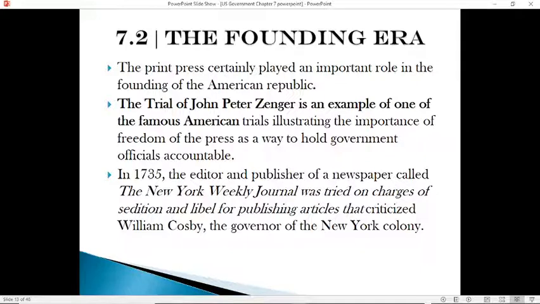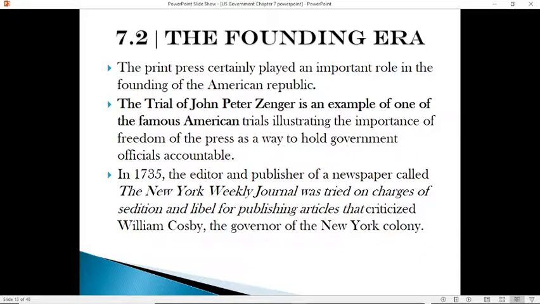Here's what the trial was about. In 1735, the editor and publisher of a newspaper called the New York Weekly Journal was tried on charges of sedition and libel for publishing articles that criticized William Cosby, the governor of New York Colony. In other words, the editor and publisher was writing things that weren't flattering to the governor. He didn't like what was being said. Now, it didn't matter that the things being said were true. The governor just simply didn't like the negative things being said about him.